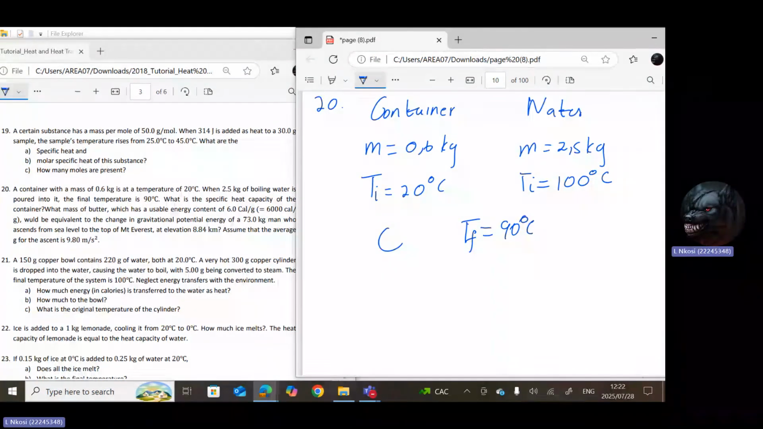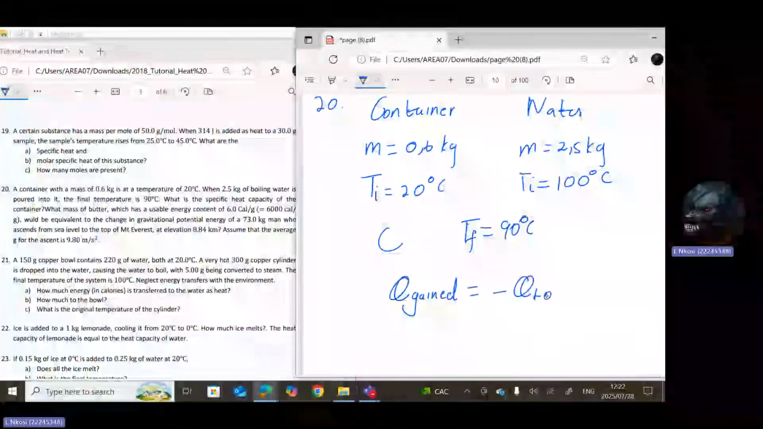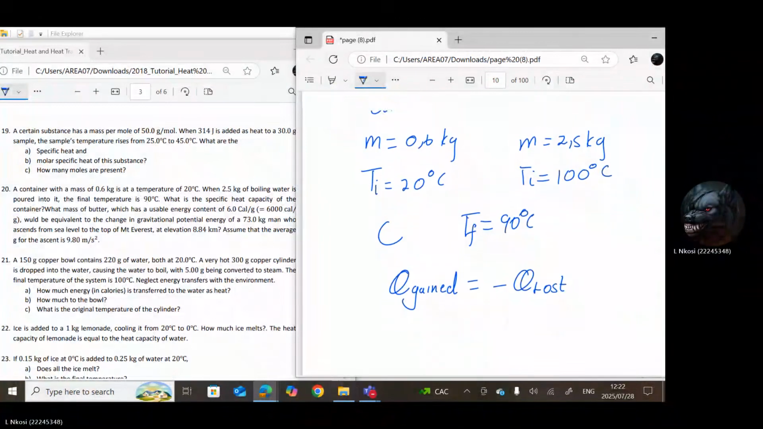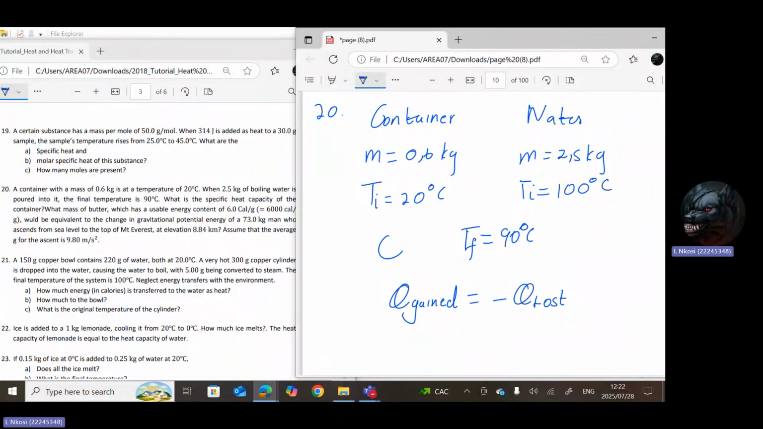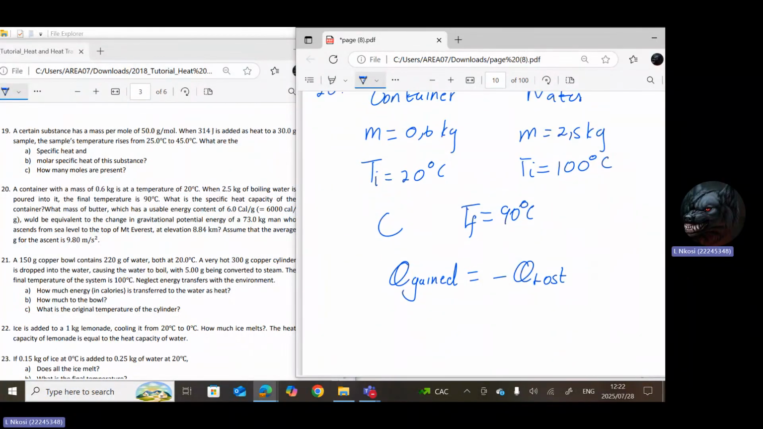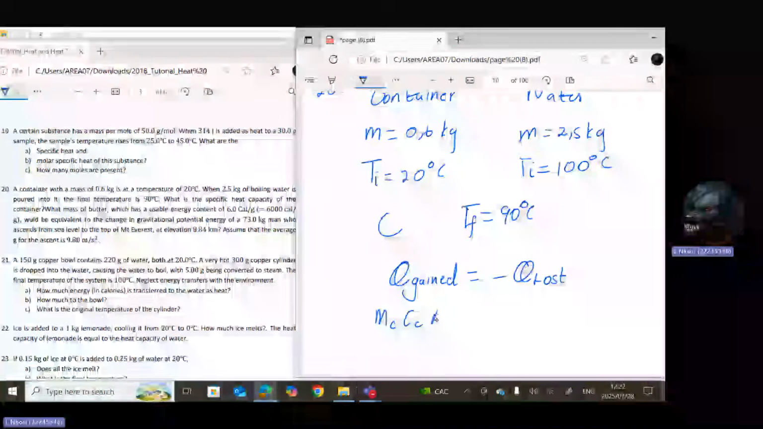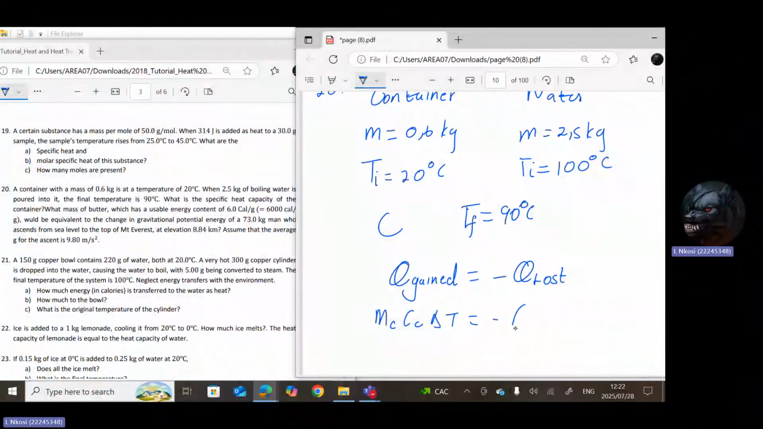So this one is very easy, right? We just say the heat that is gained plus the negative of the heat that is lost. The container gains heat, so it's the mass of the container, C for container, times change in T. Negative, the heat lost is the mass of the water, C for water, times change in T.